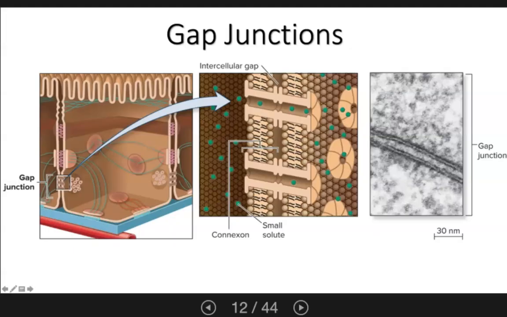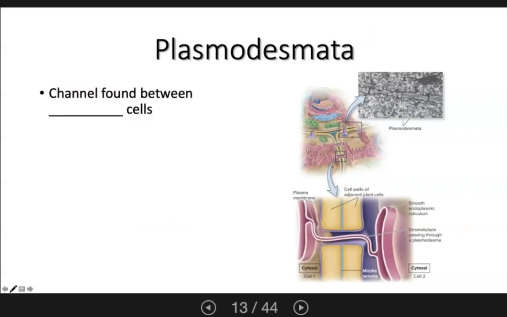A gap junction is just an intracellular channel between animal cells. So this is important that you associate this with an animal cell. So again, gap junctions are animal cell. You do not find a gap junction in a plant cell.